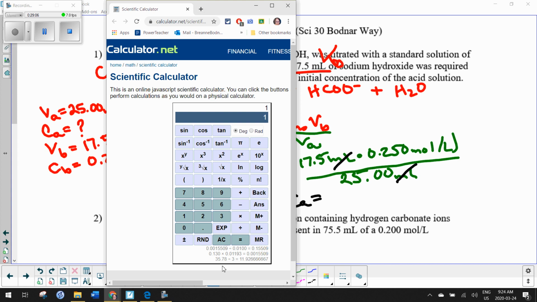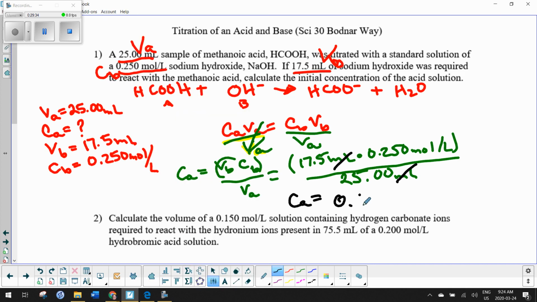17, oops, sorry, we need to put a bracket, so I need to clear that. Bracket, 17.5 times 0.25, close my bracket. You can get rid of the 0 because the calculator doesn't know any different. Divided by 25 equals, so we get 0.175, done. 0.175 moles per liter. So much easier than the last one.